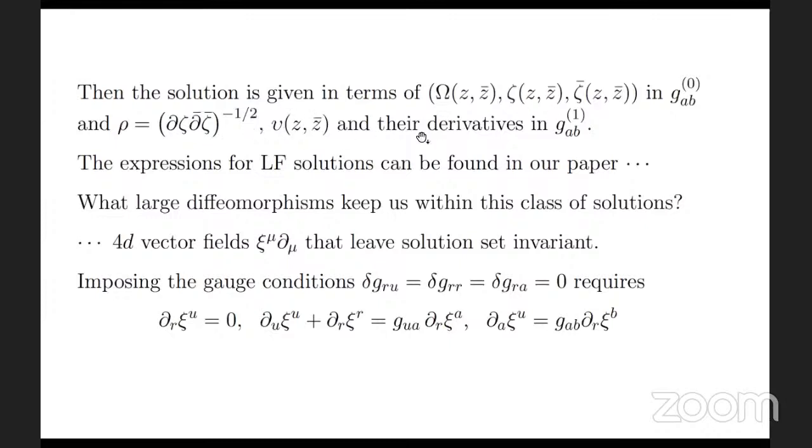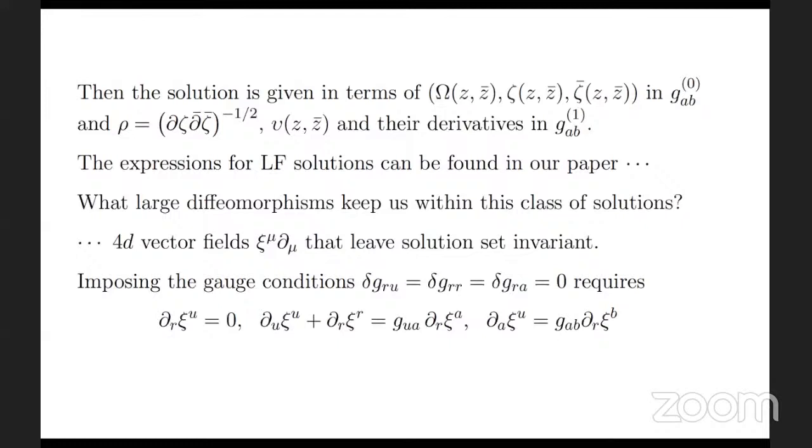Okay, these are all functions of z and z bar, and their derivatives, which will determine G1. So as I said, once G0 and G1 are given, G2 is given completely. And the expressions for the locally flat solution can be found in our paper. They are a bit lengthy. They are not very useful here, except that I will quote some results which will be useful for us later.